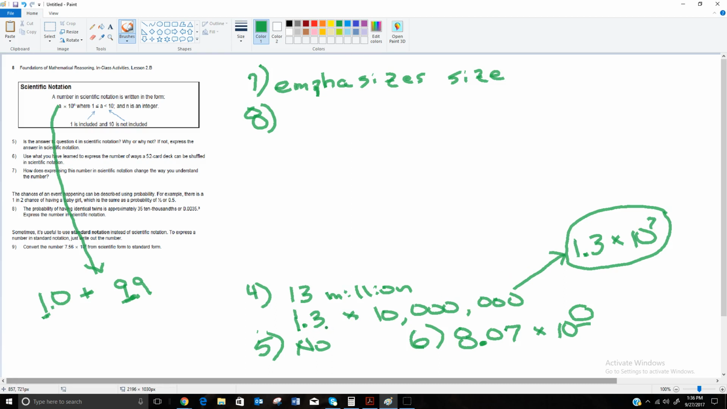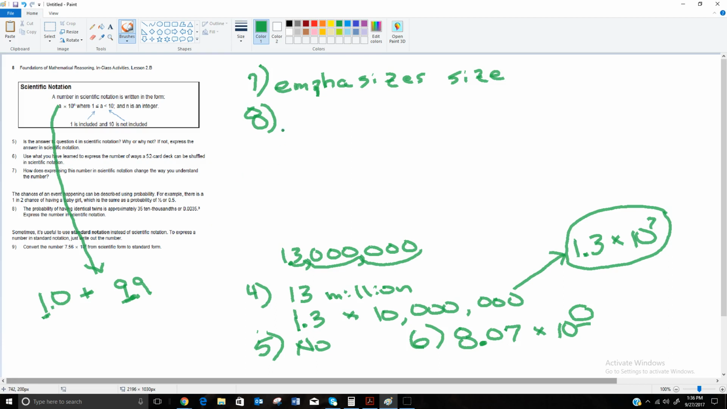So remember our original number was 13 million. And if we count to go from here to behind the 1, that's 1, 2, 3, 4, 5, 6, 7 decimal spots that we moved. So that's where that 7 comes from.